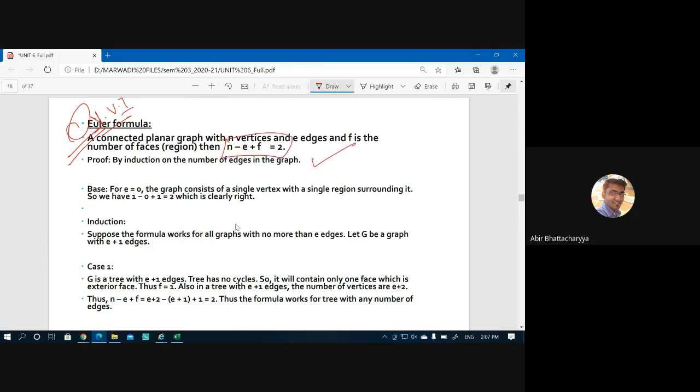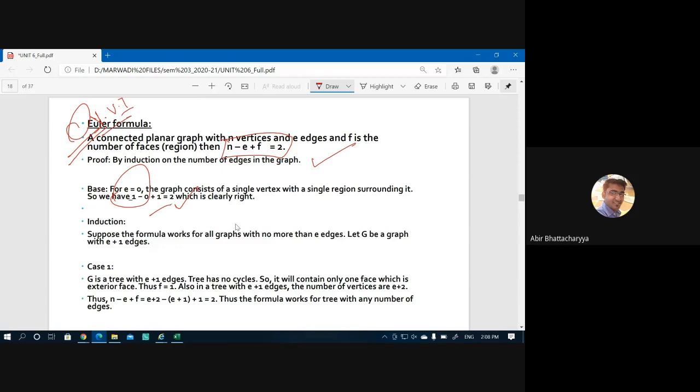We can prove it using the induction method. First we take e equals to 0. Automatically it's proved. E equals to 0 means there is no edge, so there should be only one vertex, because we cannot draw two vertices with no edge in a connected graph. The connectedness is important. I'm not talking about the disconnected graph. A single vertex has one exterior region, so face equals to 1. So 1 minus 0 plus 1 equals to 2, clearly satisfying.